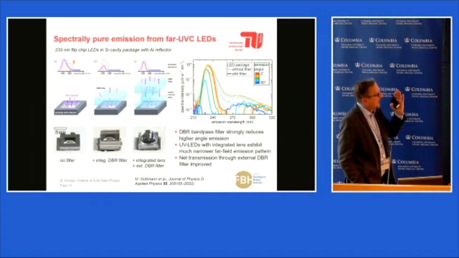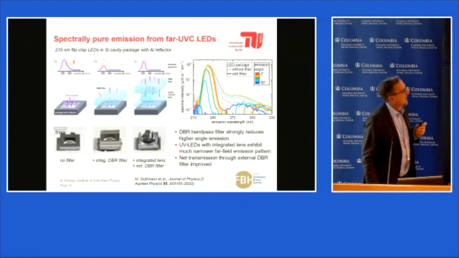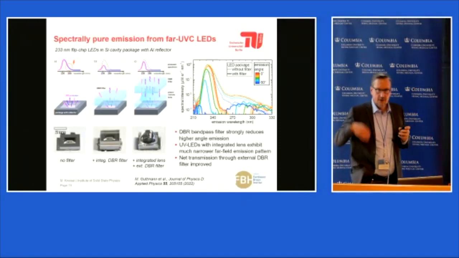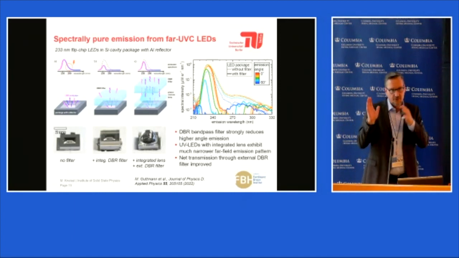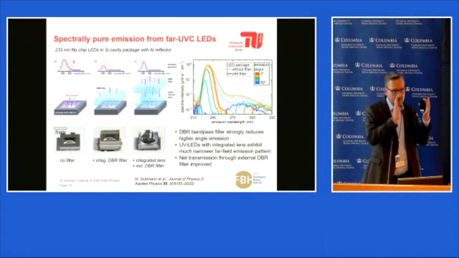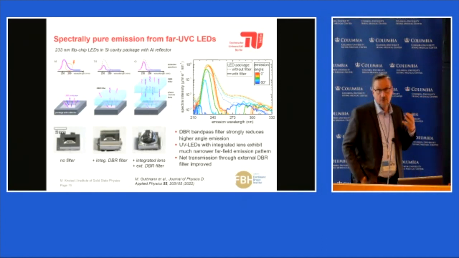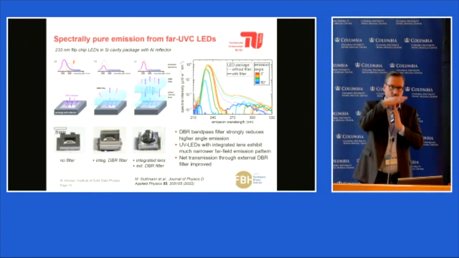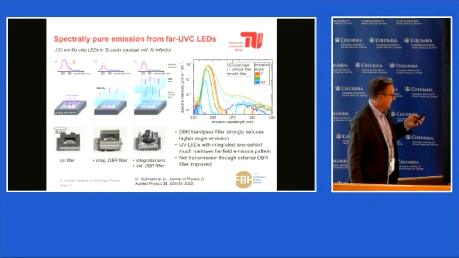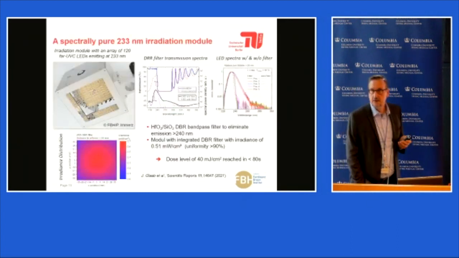And if the angle increases from perpendicular incidence to a shallower angle, then the cutoff wavelengths will actually shift towards shorter and shorter wavelengths, which is maybe good in terms of safety considerations. So you still cut out all the longer wavelength light, but you also lose a lot of intensity, which you don't want to do. So ideally, you want all the light to hit the filter perpendicular to its surface. And that's what we are doing in this LED irradiation module.